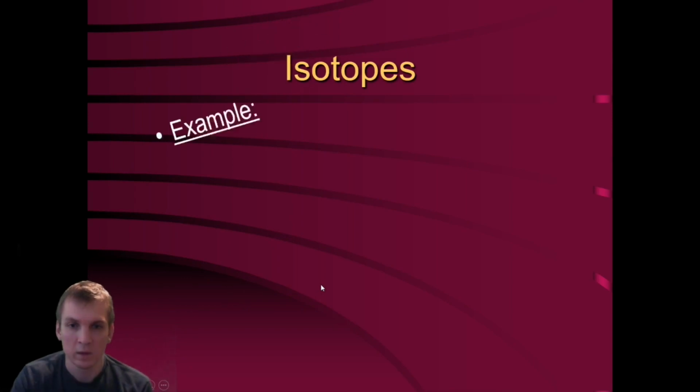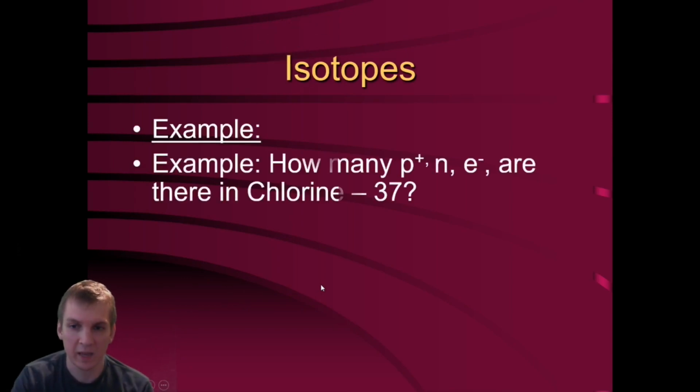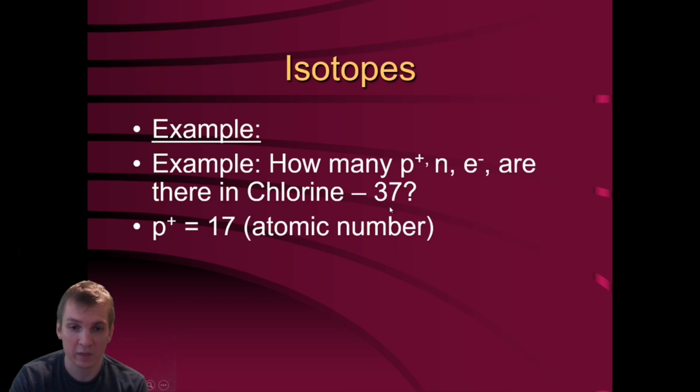Okay? So here's an example. Let's say I have a sample of chlorine, and then I have a dash and the number 37. That 37 is representing the mass. So if you have the name and then the 37, that's representing the mass. The protons, I just have to look that up on the periodic table. If I look at the periodic table and find chlorine, I notice chlorine is number 17 on the periodic table. That means it's got 17 protons.